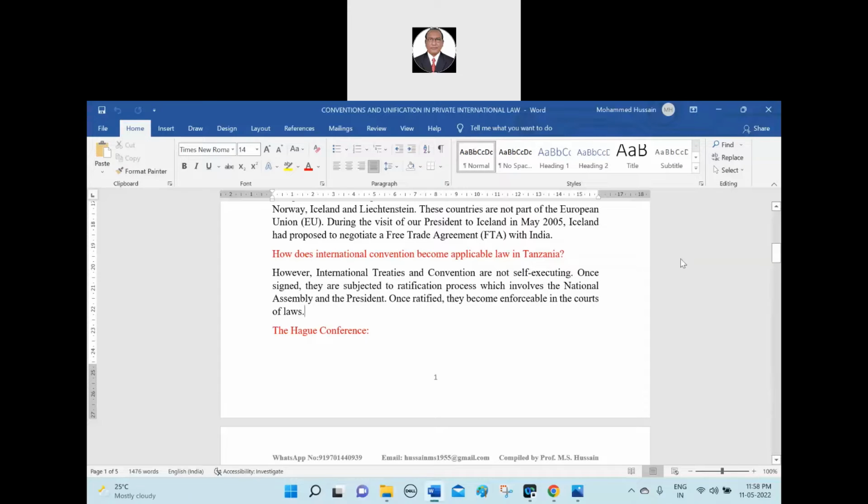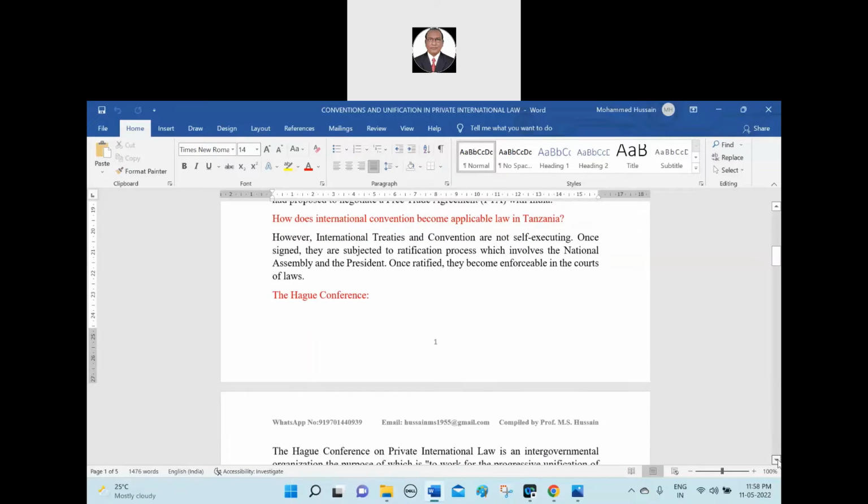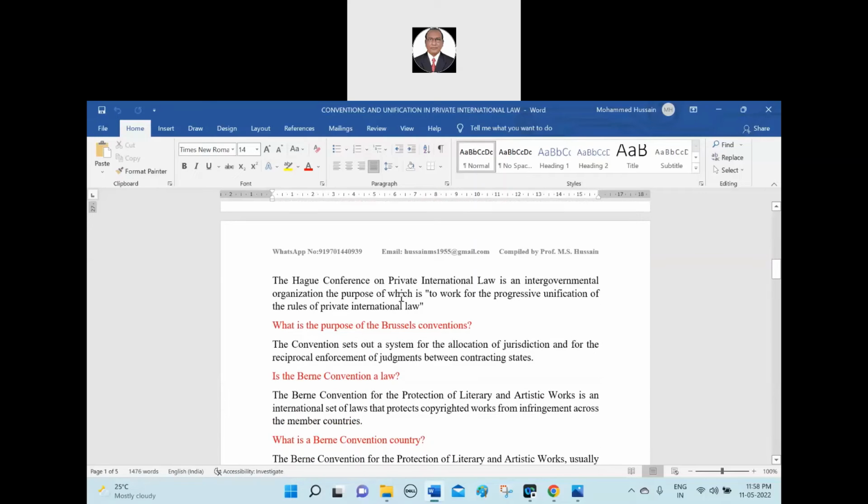I appreciate it. Now let us go to the next point, the Hague Convention. There are many Hague Conventions, but here, on private international law, let me see what the Hague Convention says. The Hague Conference on Private International Law is an intergovernmental organization. Its purpose is, I quote, to work for the progressive unification of the rules of private international law. You need to write about the American Association, the Hague Conventions, and the New York Convention. These are very important conventions, and both India and Tanzania are party to those conventions.